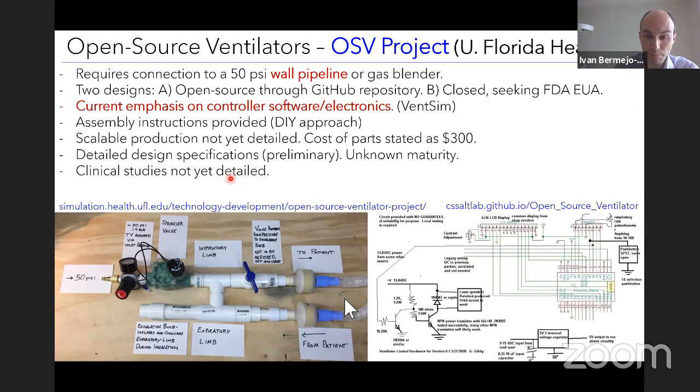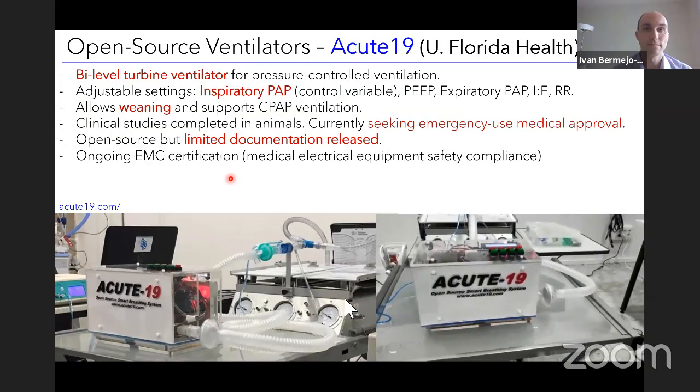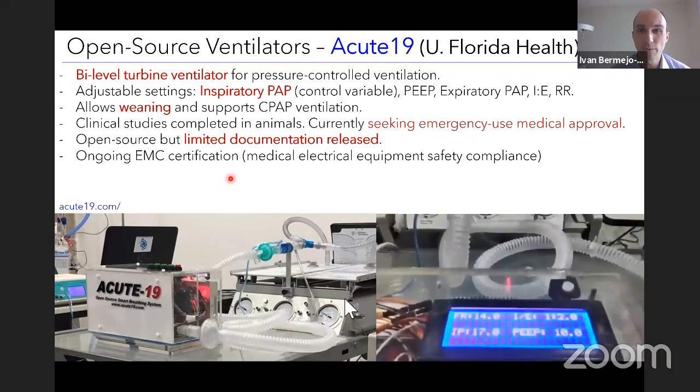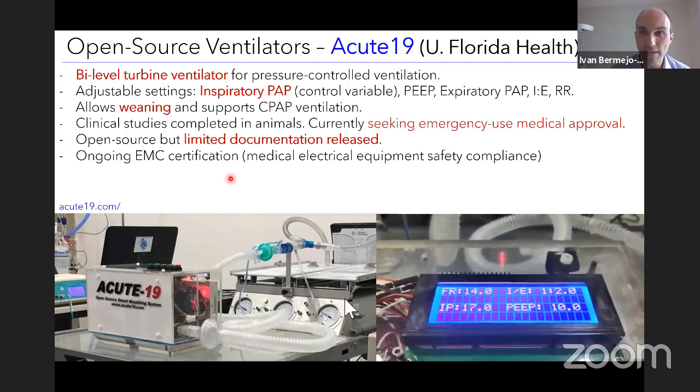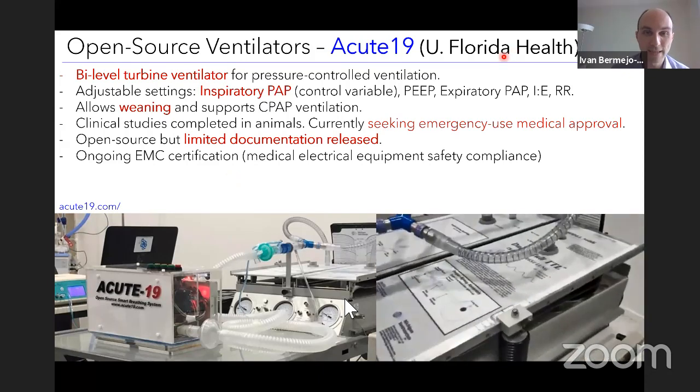I think this one is also spawning a number of efforts and collaborations across the globe. Then the final project is a bit different from all the others. This is called the Acute 19. It's not from the University of Florida. I apologize for the mistake here. It's actually coming from Spain. I should have changed the title.